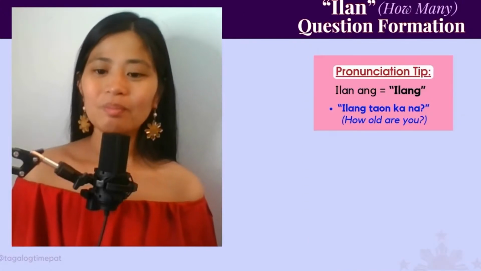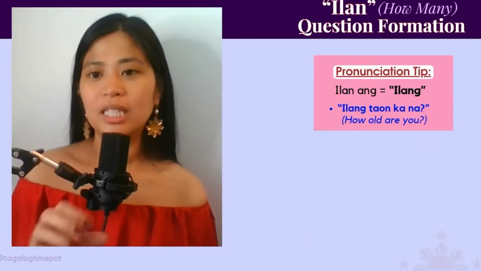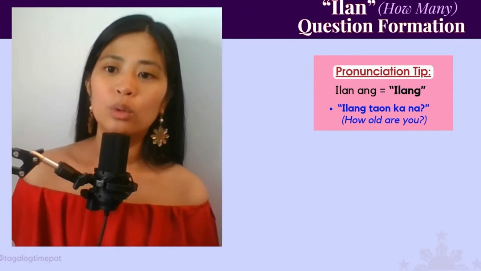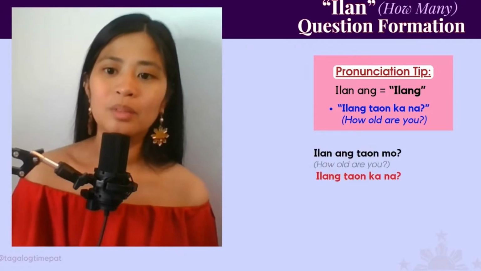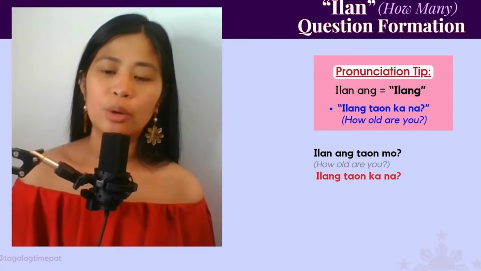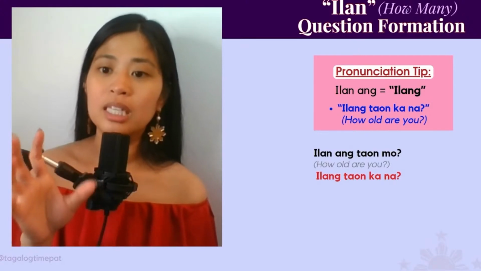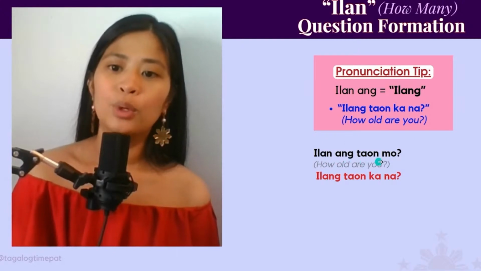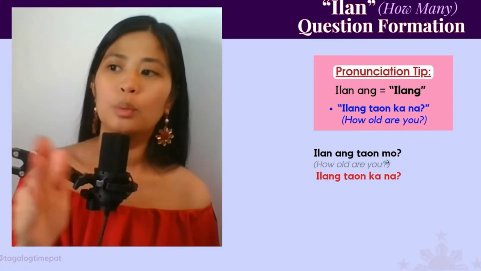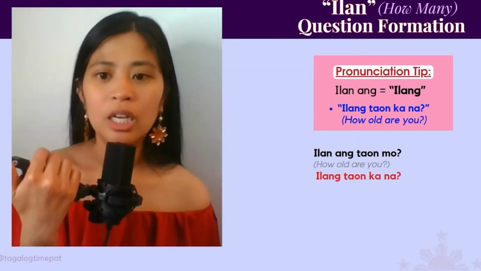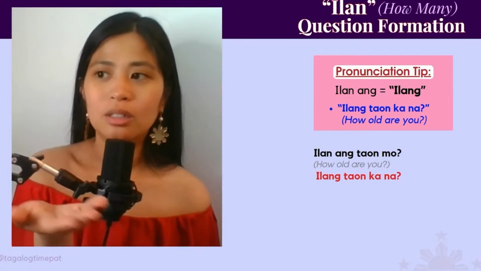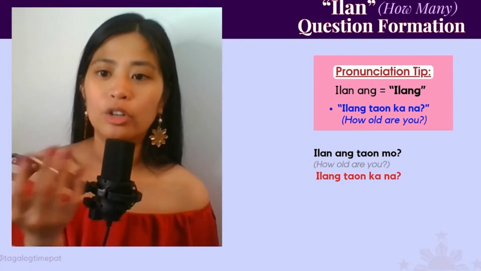Next. Just a pronunciation tip, when there's ilan ang, it's usually put together and it's ilang. Ilang taon ka na? How old are you? Ilang taon ka na? I will say when you make the contraction, though, it kind of changes up the sentence structure or the grammar. So, ilan ang taon mo? Technically, if we were following the sentence structure that we learned, it would be ilan ang taon mo? How many years do you have? How many years are you?